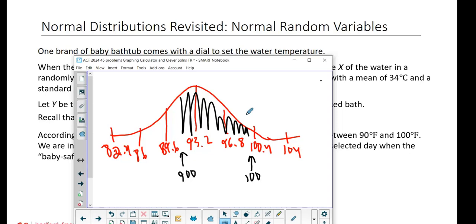I'd like you to do the shading on your paper. This is the kind of work I want to see. It's beautiful work. It counts as showing your work here in some ways. You still want to use the calculator command. So you're going to use that norm CDF.